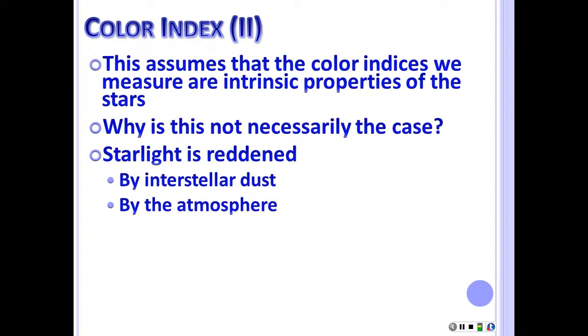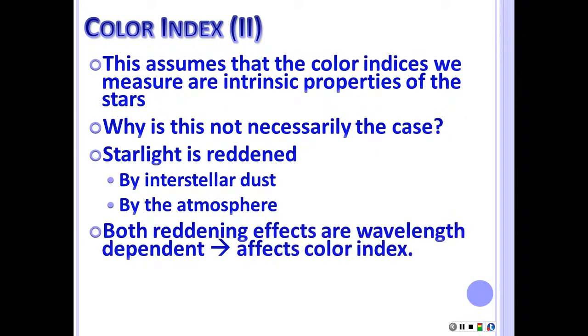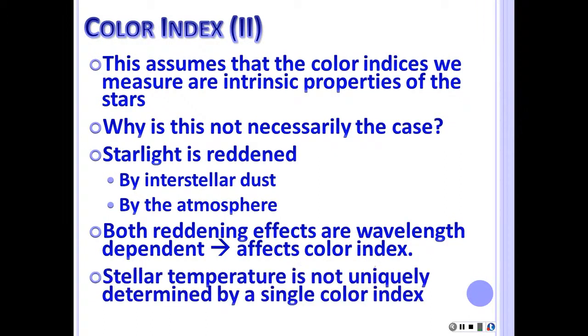And so we get what's called reddening. The sun looks reddest at sunset because it's passing through more atmosphere. Stars look reddest at sunset for the same reason. And it's a wavelength dependent thing, and so it will affect the color index. And so you can't necessarily use just one color index to determine the temperature of a star, because it may be affected by these other factors.